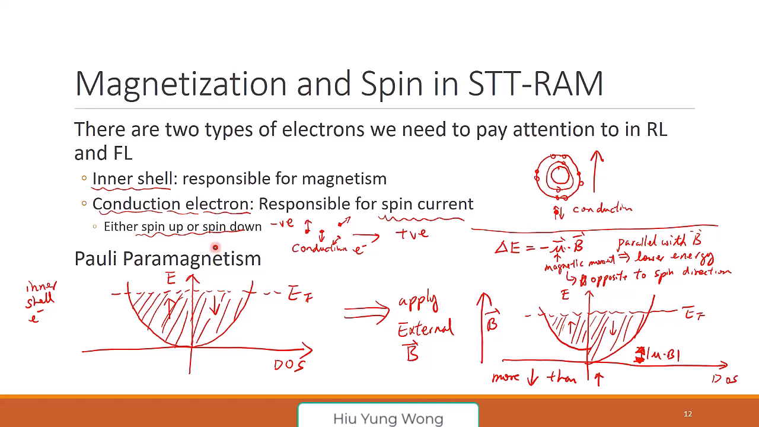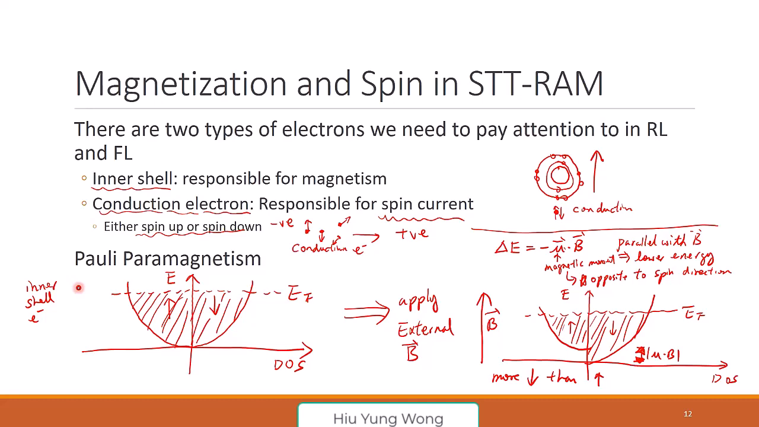Right? I don't know if you can follow me. You can try to replay many times when you go home. But the main concept here is this. You need to recognize that the inner shell electrons can spin up and spin down. When there's no magnetic field, we literally cannot distinguish which one has higher energy, right?